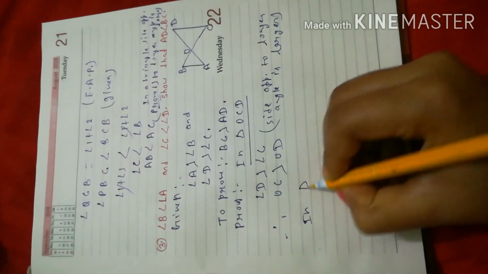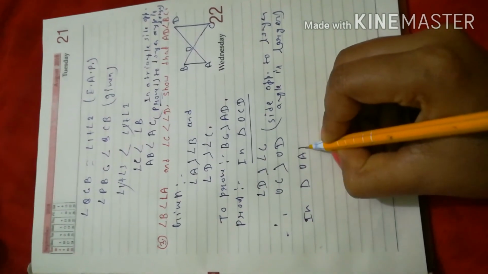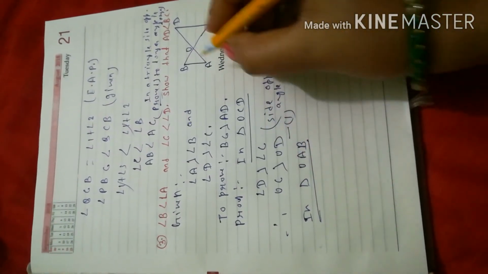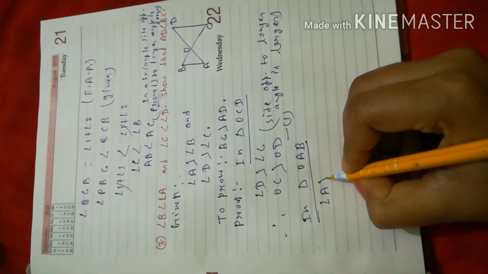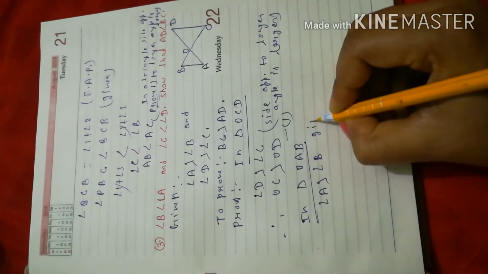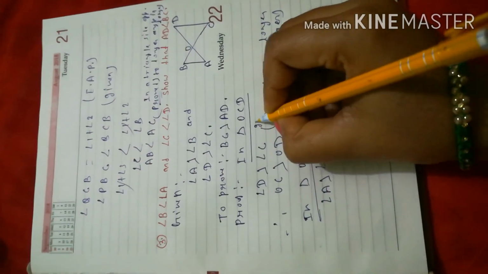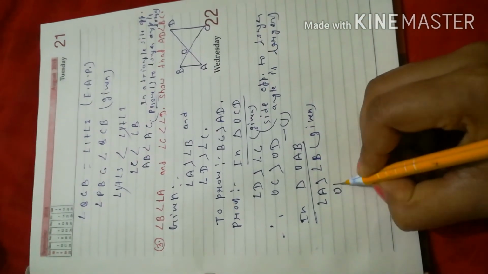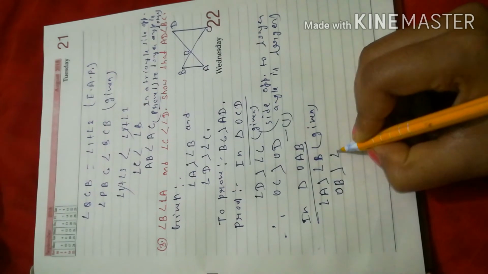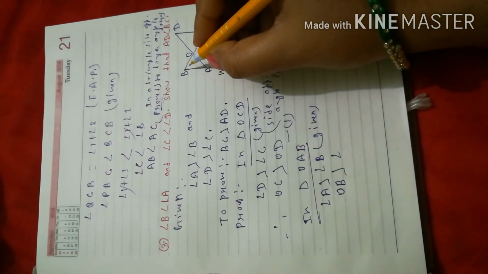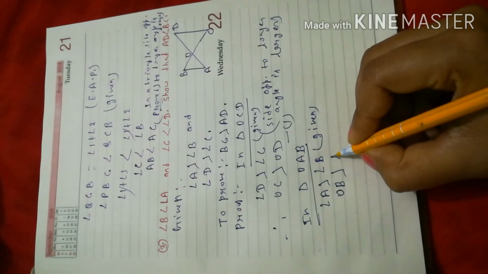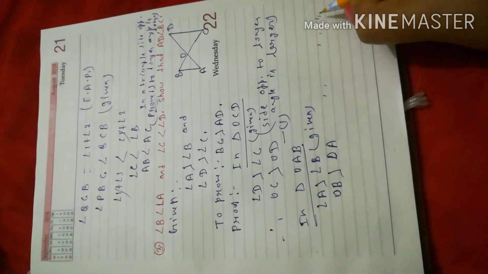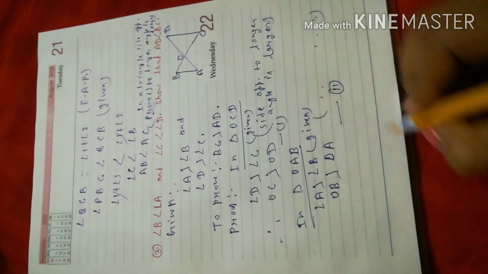Next, in triangle OAB, it is equation number 1. Angle A is greater than angle B, it is given. The opposite side of angle A is OB. So we will write OB greater than OA, the side opposite to angle B. Here also we will write the same thing. It is our equation number 2.